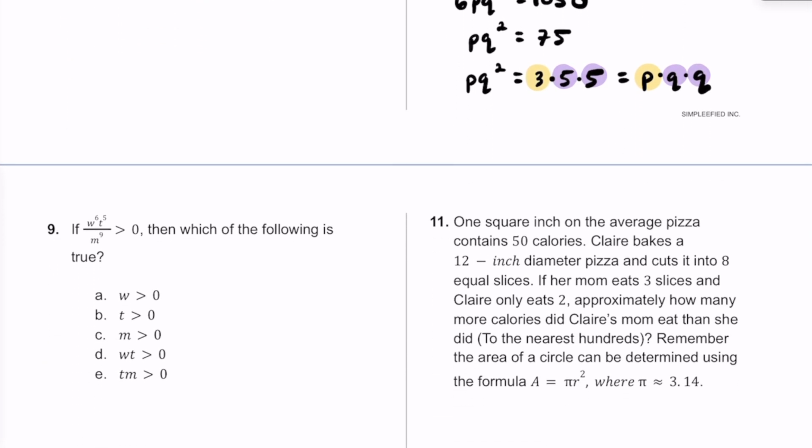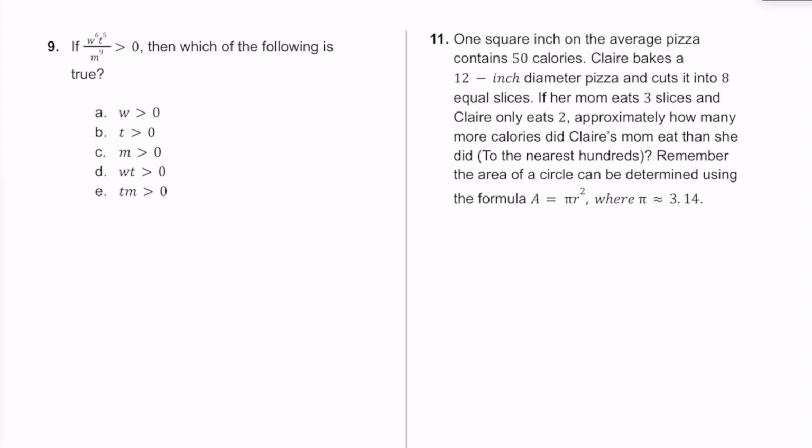All right, here is number 9. In number 9, we see that if w to the 6th power times t to the 5th power divided by m to the 9th power is greater than 0, then which of the following must be true?